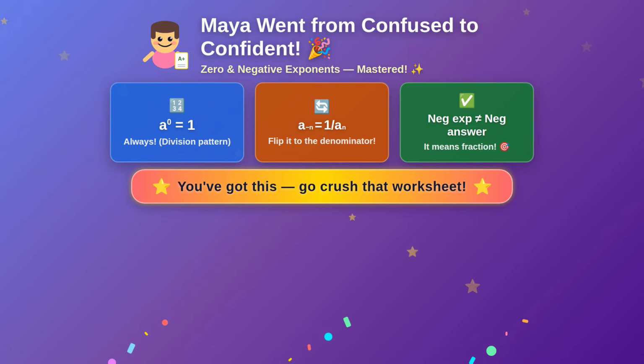It means fraction. You've got the same superpower Maya has now. Practice these rules a few times and they'll stick forever. You've totally got this. Go show that worksheet who's boss.